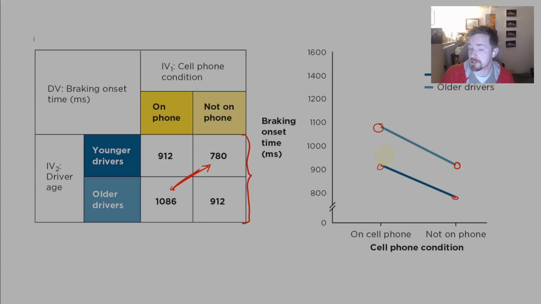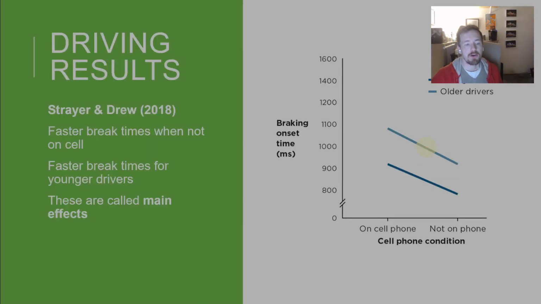Ultimately, I'll spoil this a little bit for you. This means that there is essentially a main effect. If you see parallelism like this, that means there's a main effect. Alright, so this is from Strayer and Drew just a couple of years ago. They were looking at this, and so they call this main effect.